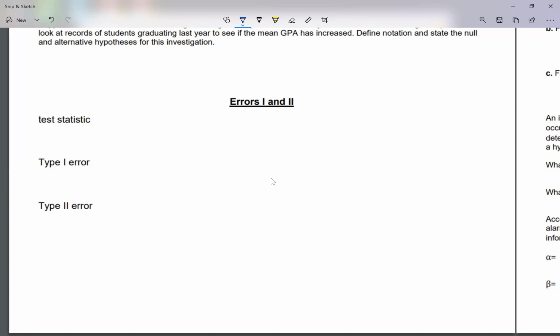And this type 1 error, we're going to denote it with alpha. It's a Greek letter called alpha. Let me write that one for you. Alpha looks like this. Okay, now we're going to denote that as alpha. That is the type 1 error.